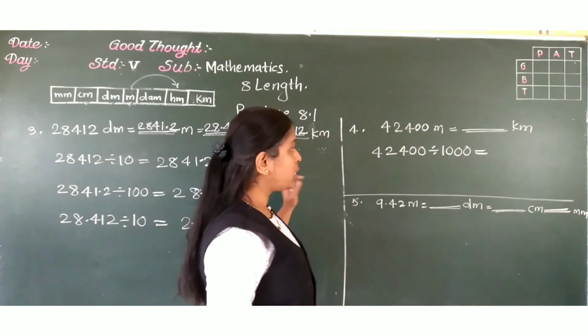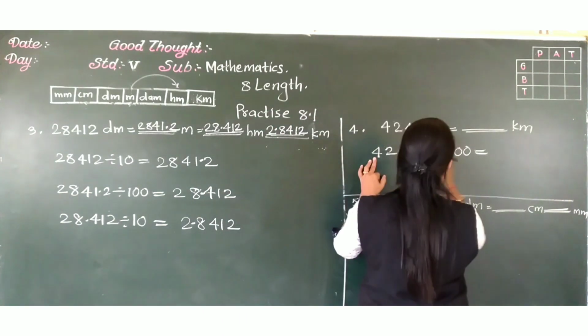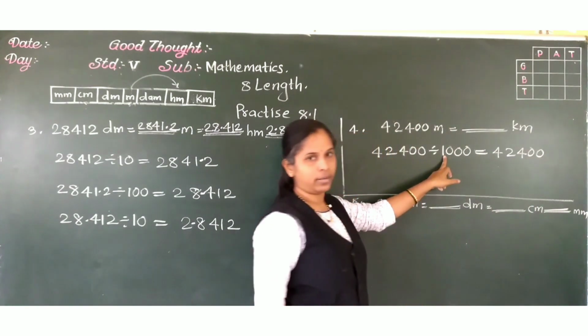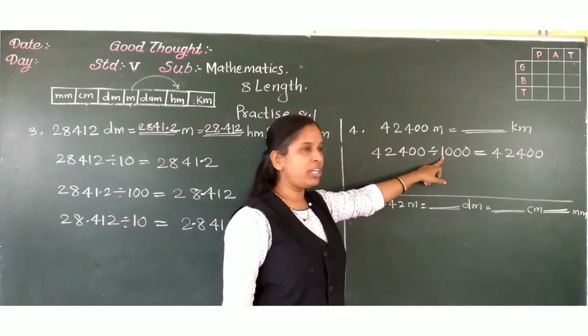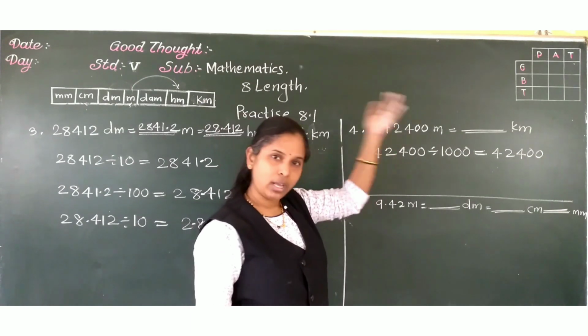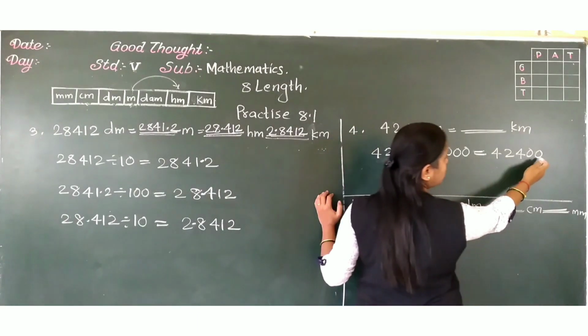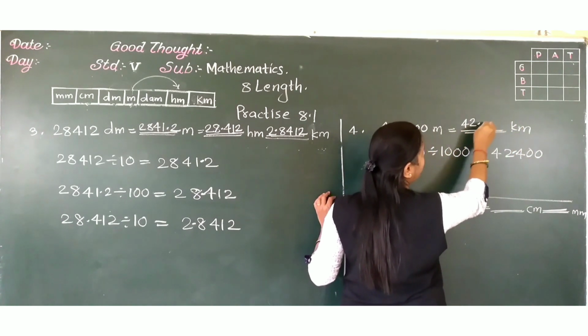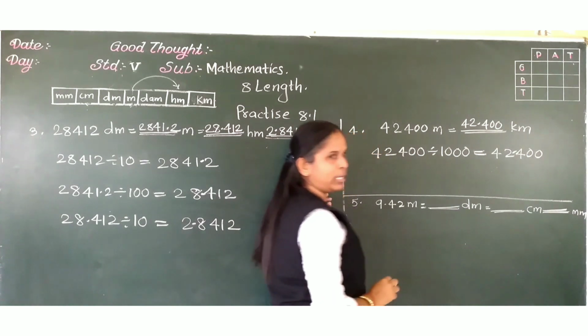Now division by 1000 means this number first write as it is, and we have to shift the decimal point by 3 places to the left side. So count 3 places, 1, 2, 3. So the answer is 42.400 kilometer.